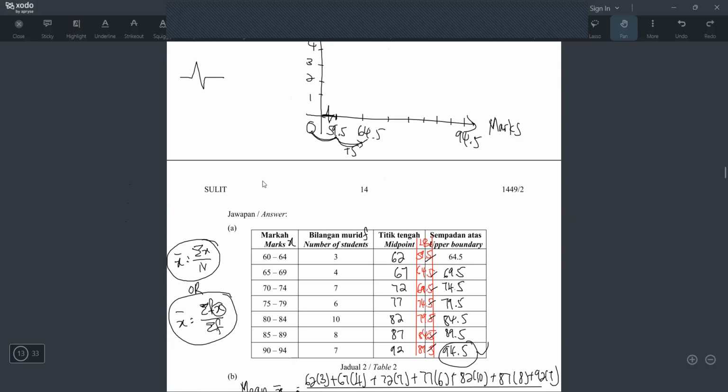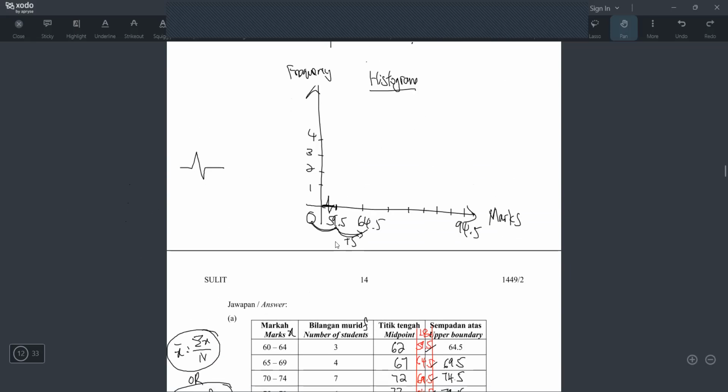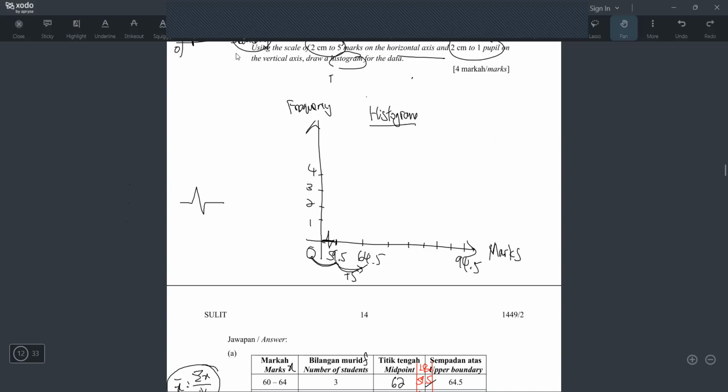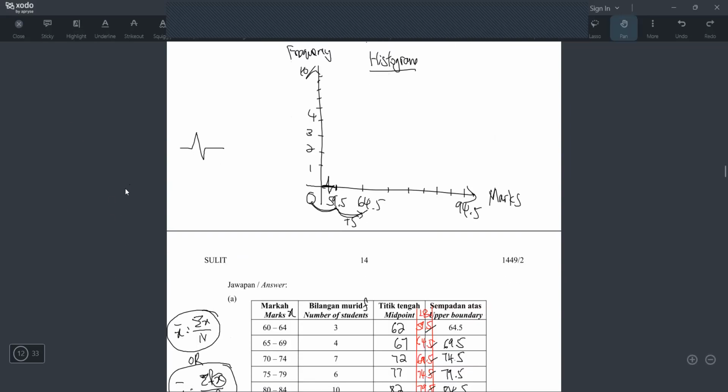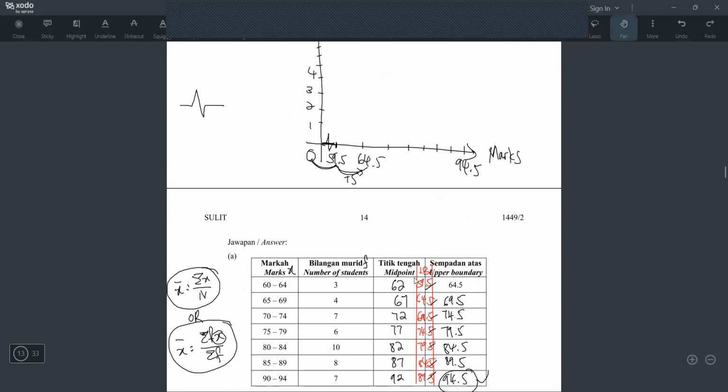Tapi yang ni histogram kita boleh buat macam ni. Okay. Lepas tu yang ni kena naik sampai mana? Frequency paling tinggi 10. So you naik sampai 10 lah. 4, 5, 6, 7. You sendiri masuk sampai 10. And then now you draw your histogram. Okay. I will just demonstrate the first one. The first one 59.5.